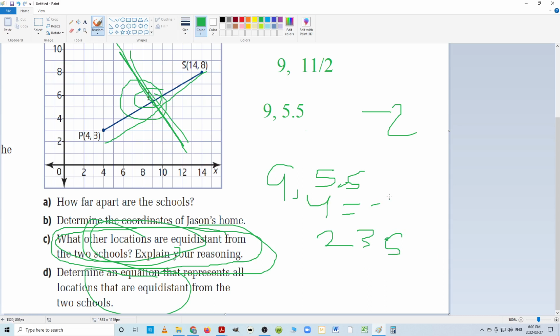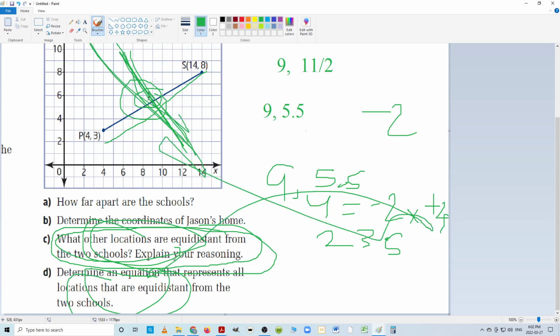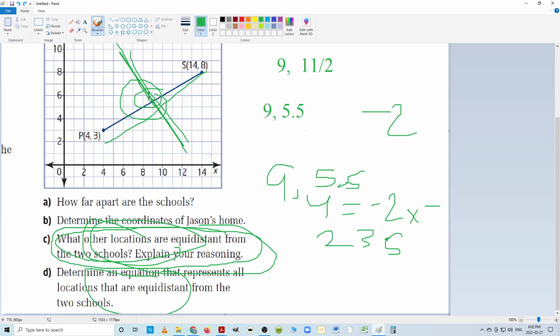y is equal to negative 2x plus 23.5. And once I have that formula, I can plug in any x value and determine any y value on that green line that will be equidistant to the schools. Now, I might have made a mistake on the 10 coordinates, minus 20 plus 23.5. It should still be 3.5. It's just that it doesn't quite look equidistant, but that might just be the distortion of this drawing.